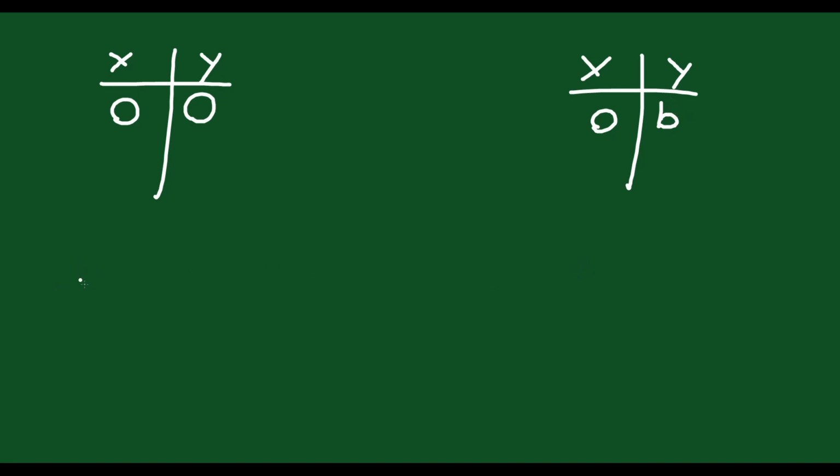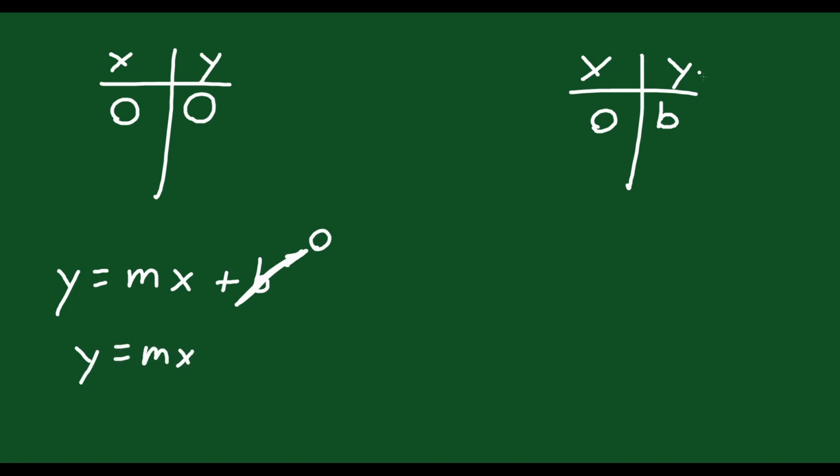Likewise, when you write your actual equation for the line, y equals mx plus b, well, that b value is 0 for a direct variation. It's 0. So you just have y equals mx. But for a partial variation, you will have y equals mx plus b, where b is a number. Okay?